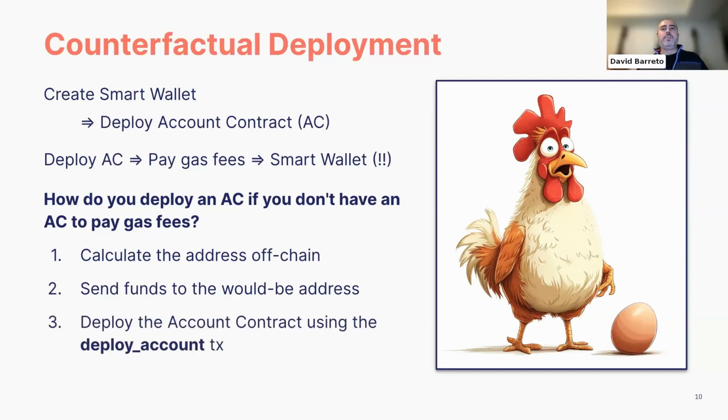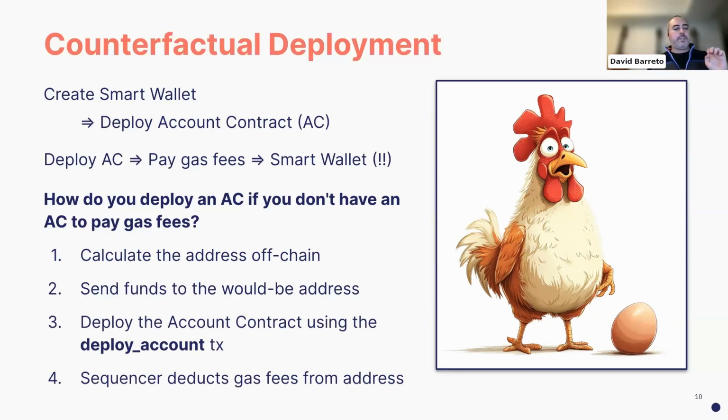And at that point, that's when you actually use the deploy account transaction to deploy your account contract. And the sequencer will know that when you use this particular type of transaction, it will not try to deduct the gas fees from an account contract. It will actually deduct the fees for deployment from the Ether at that address that you pre-calculated, right? So that way you can actually deploy your account contract without having another account contract to pay for gas fees.